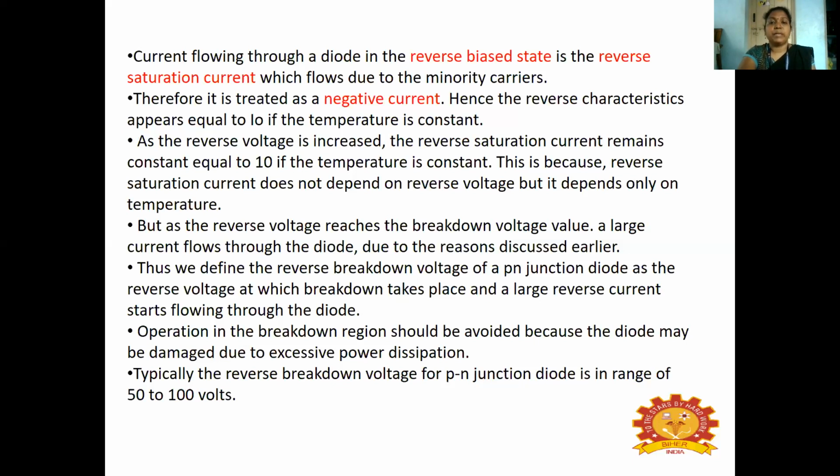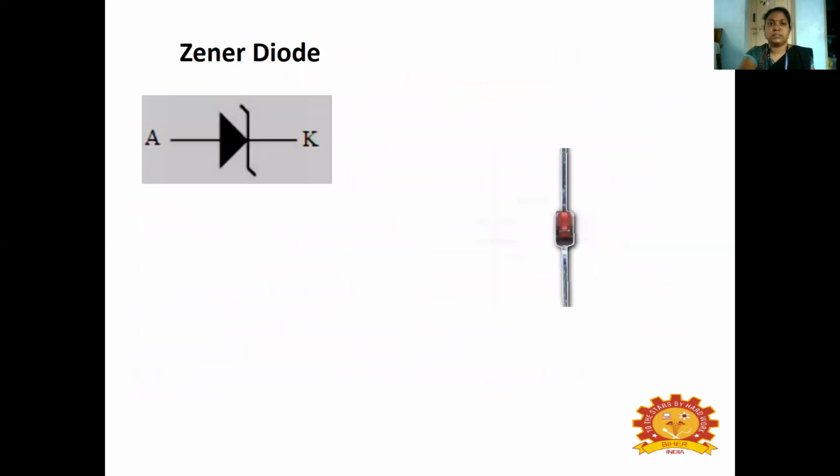The operation in the breakdown region should be avoided because the diode may be damaged due to excessive power dissipation. You can see that only a minimum amount of saturation current flows, so you should not operate it beyond that. We have to avoid such reverse bias operation to avoid damage to the diode. Typically the reverse breakdown voltage for the PN junction diode will be from 50 to 100 volts.